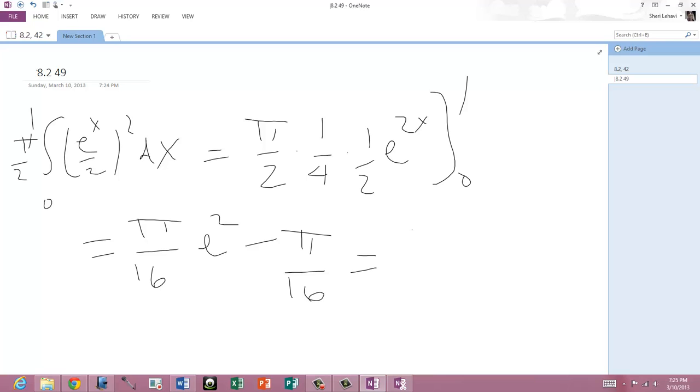So if we wanted to, we could certainly factor out a pi over 16, and then this would be e squared minus 1. Either way would be an acceptable answer, and you would leave it like that because it specified exact answers. Remember on Wiley Plus, you are typing in pi for pi. Otherwise, it's not recognizing it and marking it wrong. So be careful of reading the format that they'd like you to use.